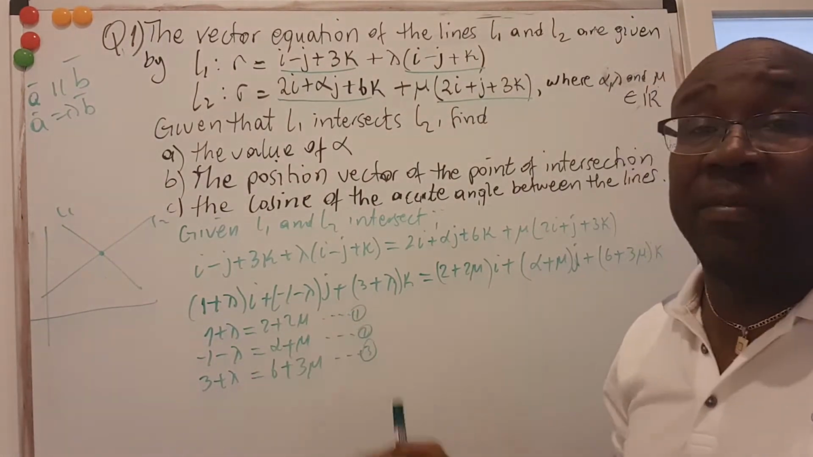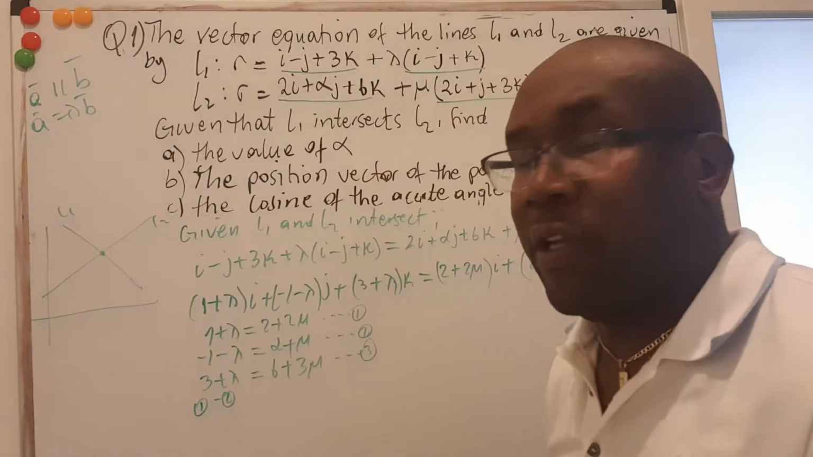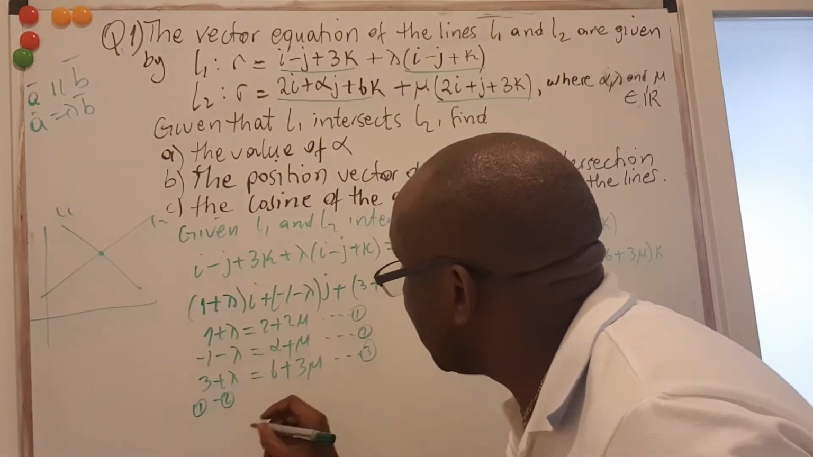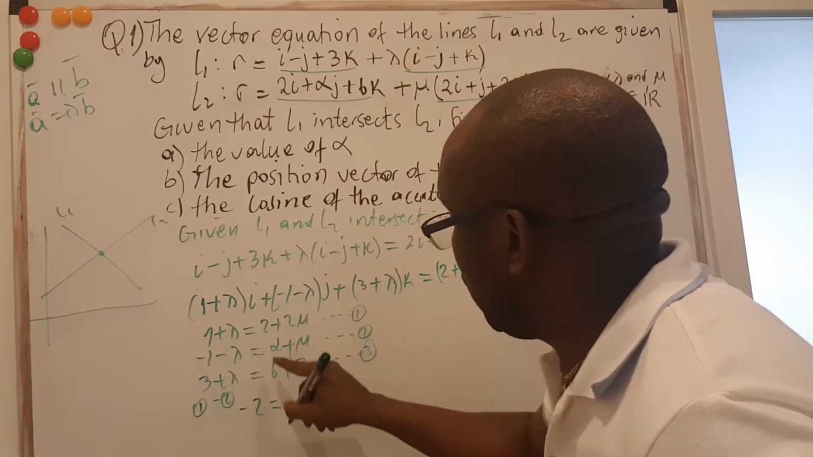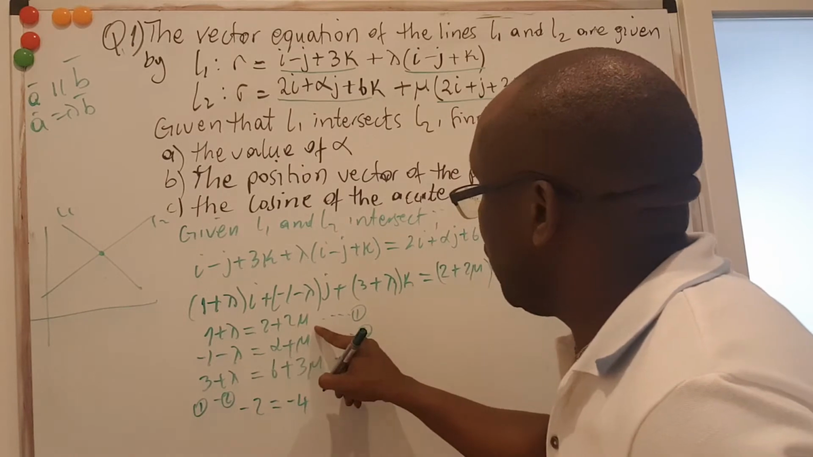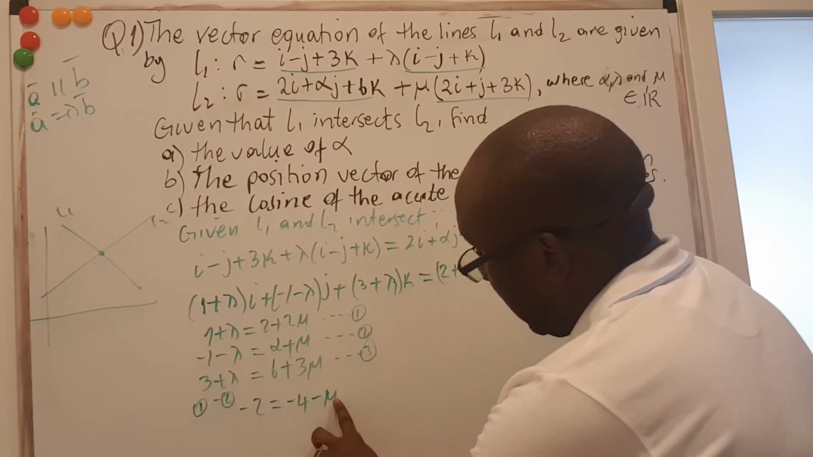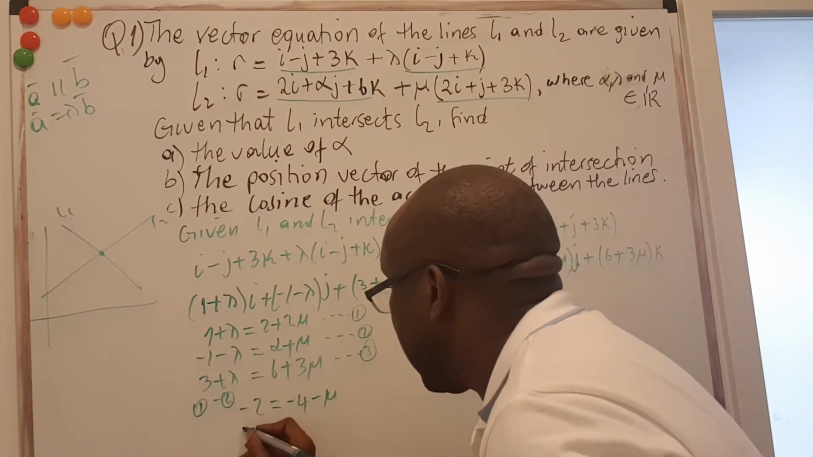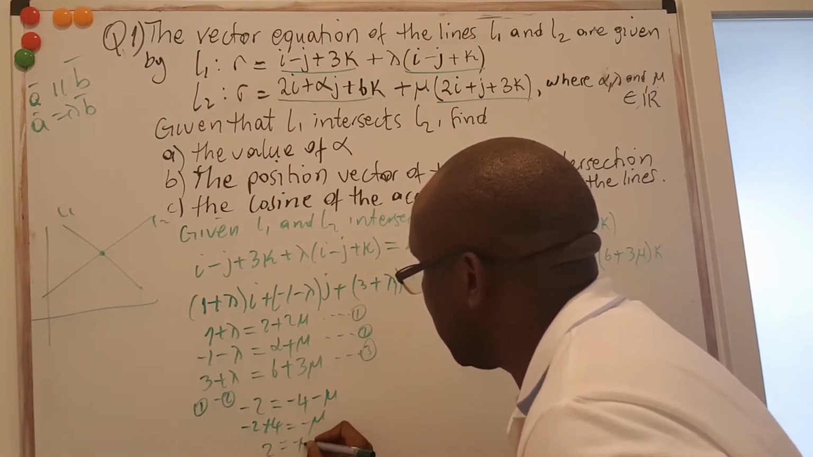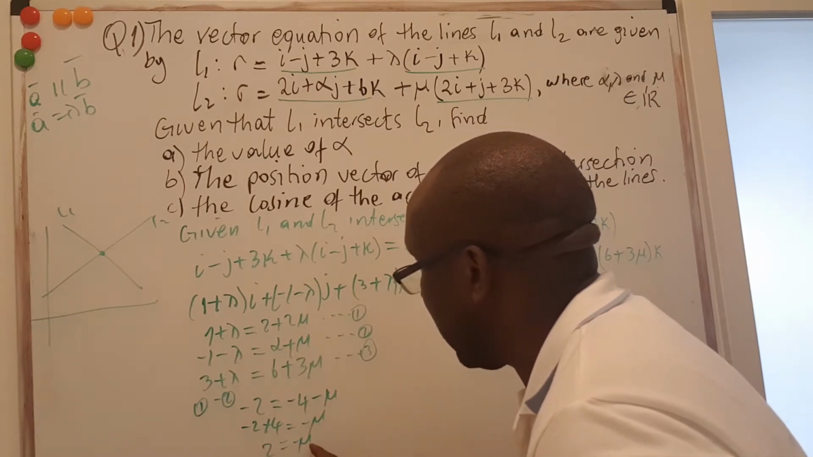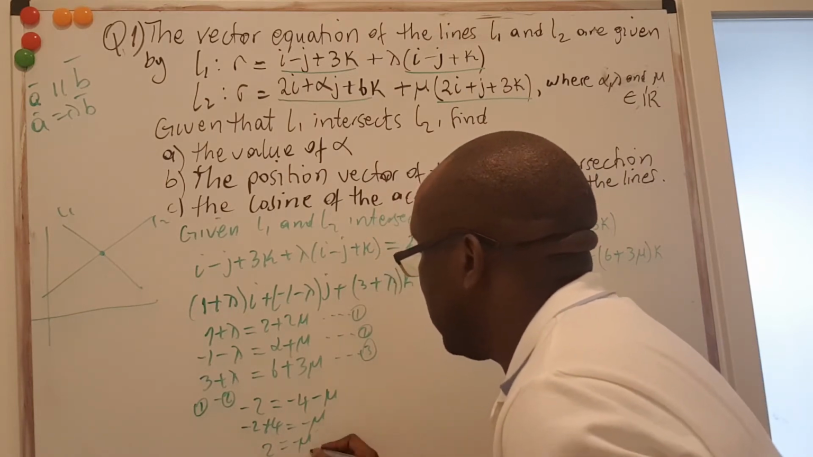But I think the easiest way here is elimination. So I would take equation 1 minus equation 3. If I do that here, 1 minus 3 is minus 2. Lambda minus lambda falls off. 2 minus 6 is minus 4. 2 mu minus 3 mu is minus mu. I can take minus 4 to this side, then I get minus 2 plus 4 is equal to minus mu. This is 2 is equal to minus mu. I can multiply both sides by minus 1 to get mu positive, and then this implies that my mu is minus 2.